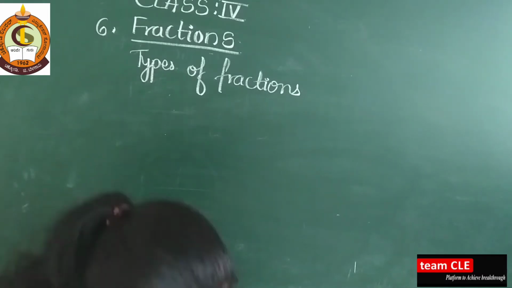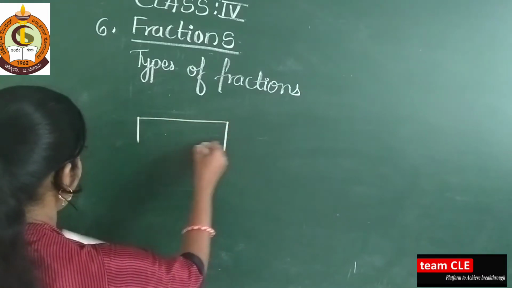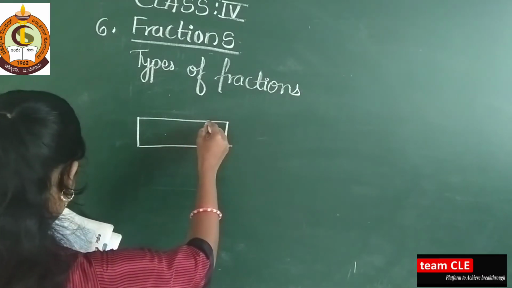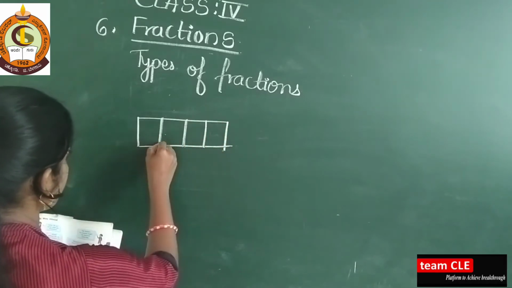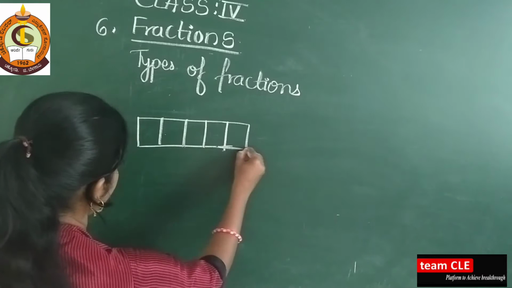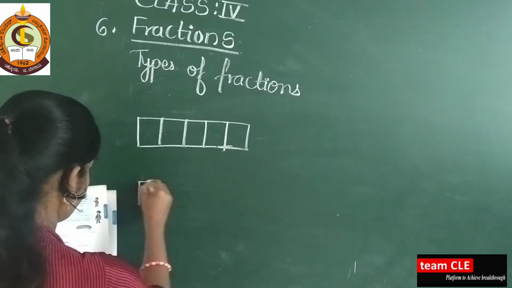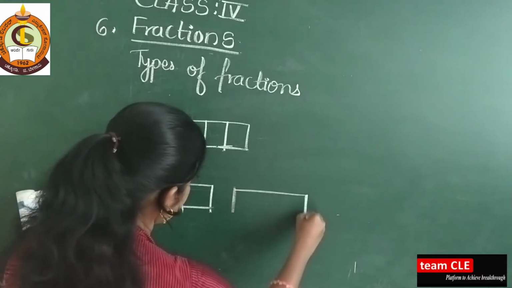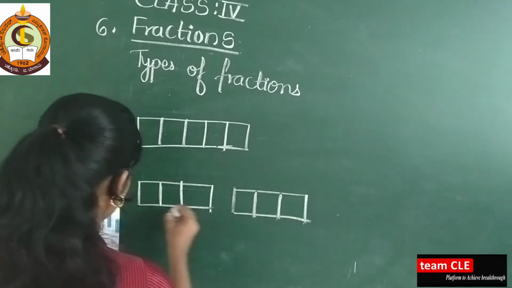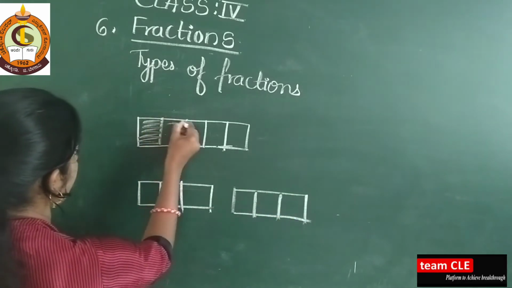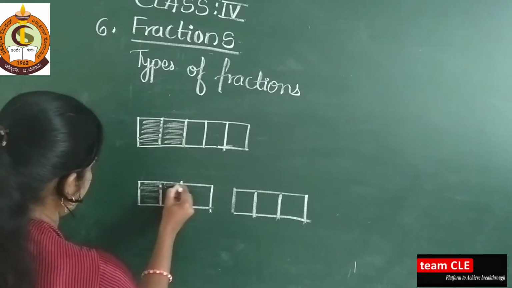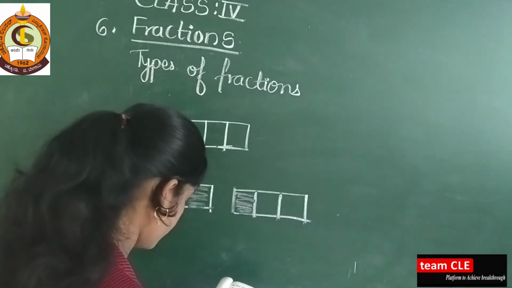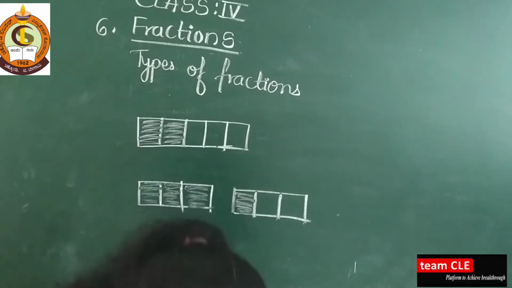I will draw one figure here. See, the total parts are 1, 2, 3, 4, and I will draw one more. I will shade these 2 parts, and here also 2 parts, and I will shade them. Next, we will discuss mixed fractions later.